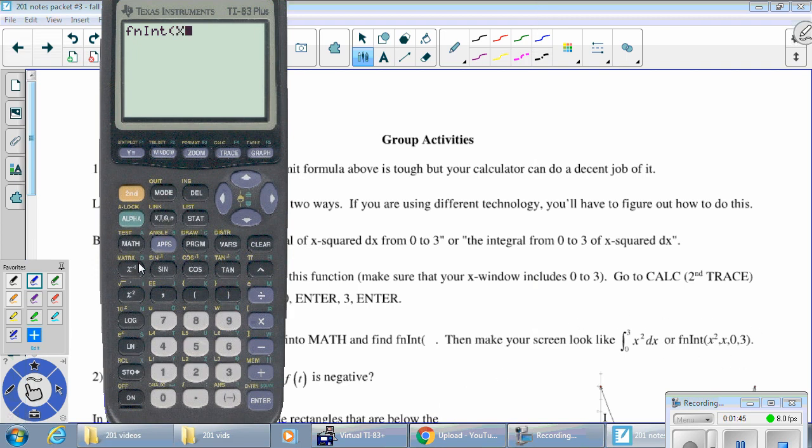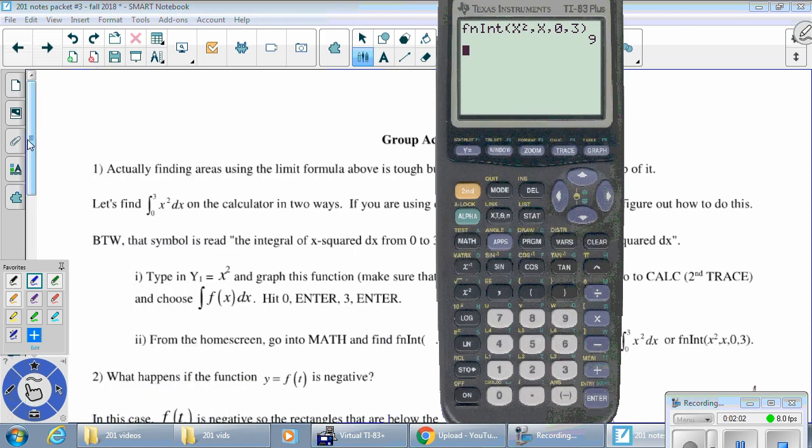So I'm going to type the function, x squared. Then I do comma x, that's the variable, it's almost always x, comma, and then the number at the bottom, comma, the number at the top. Don't need to close the parentheses, but I will. And we hit enter, and of course we get the same answer of 9 that we did using the graph way.